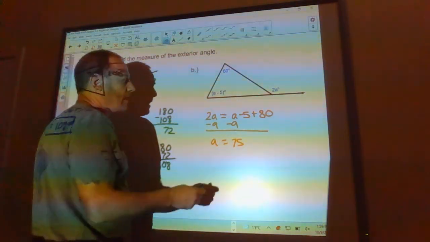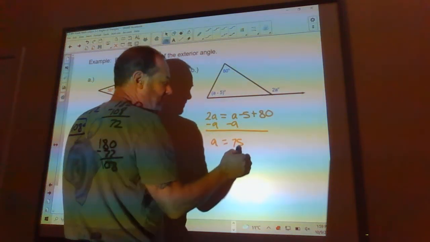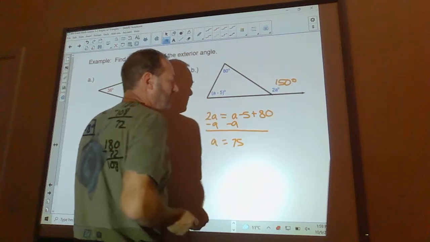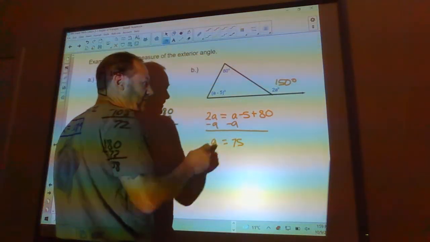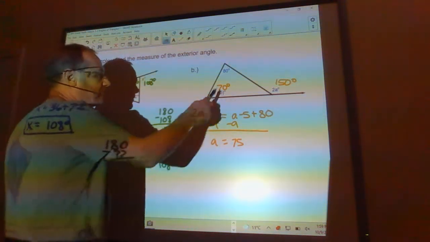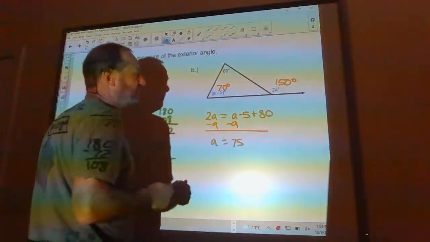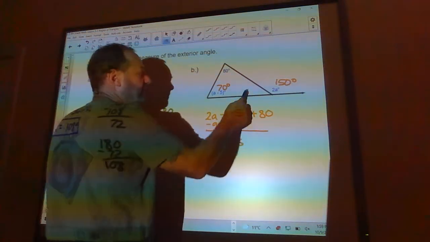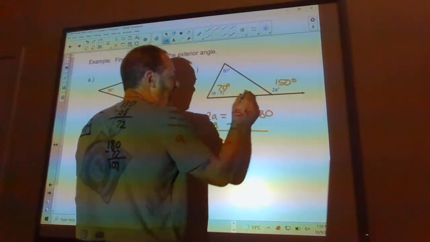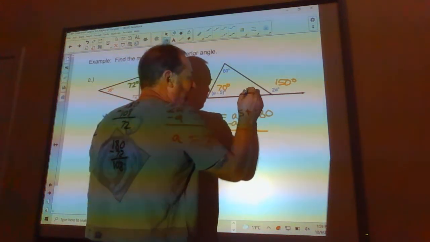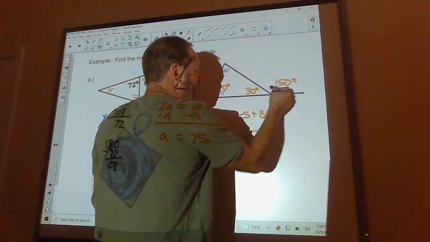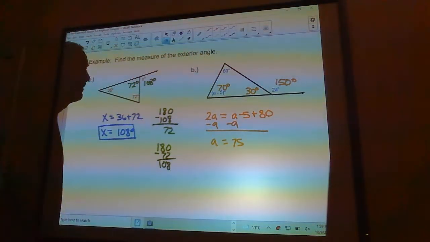Okay. This angle is 2 times a, so it's going to be 2 times 75, or 150 degrees. And this angle right here is going to be 70 degrees. And sure enough, 80 plus 70 is 150. Plus, I can figure out this angle if I want to, because these three have to add up to 180. There's 150, so that means that this has to be 30. And then these two have to add up to 180, and 30 and 150 add up to 180. So, boom, there you go.